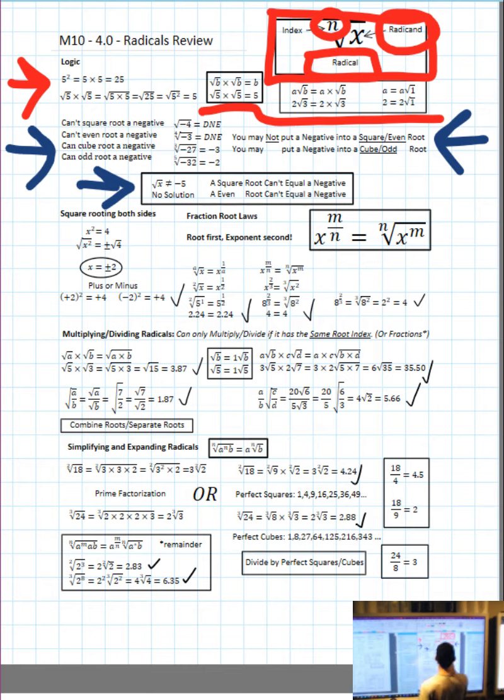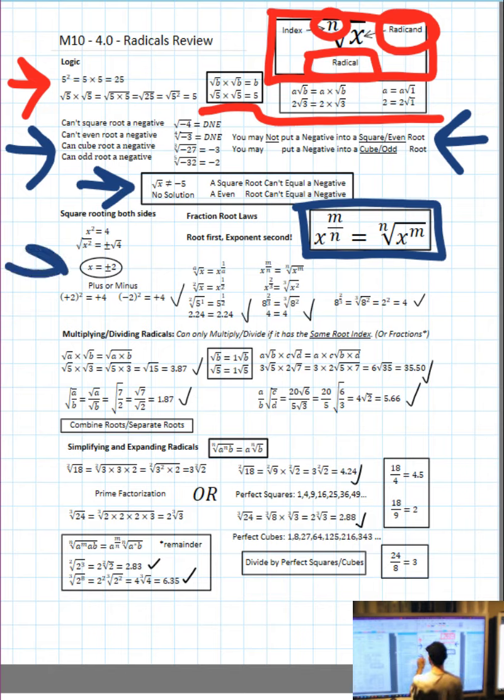Oh, off to the right, big blue, our fractional exponent law that we went over at the end. Again, go through each of the individual parts one at a time. This is a review sheet. So, little bit for the super achievers. If we square root both sides, the answer is plus minus. A whole bunch of nerdy stuff off to the right.